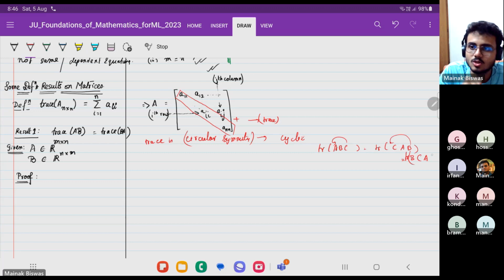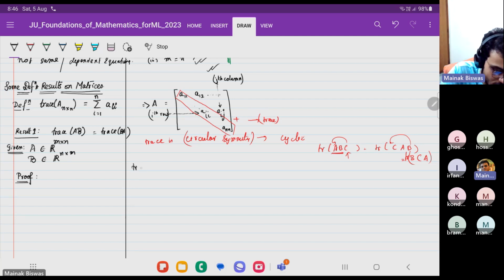We need to prove this for any two matrices. If I can prove it for any two matrices, do you agree it is true for any series of matrices? Because two of them I can club up as a single matrix, and this can be a second matrix. So by induction, it will be true, right? Yes or no, if I can show it for two matrices.